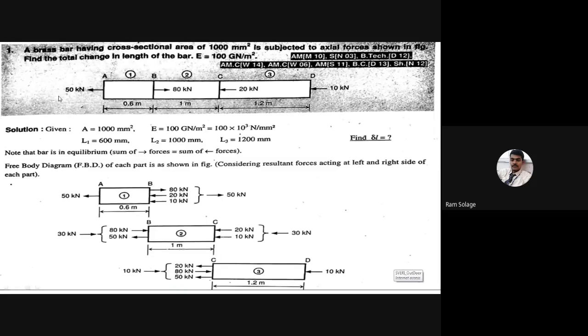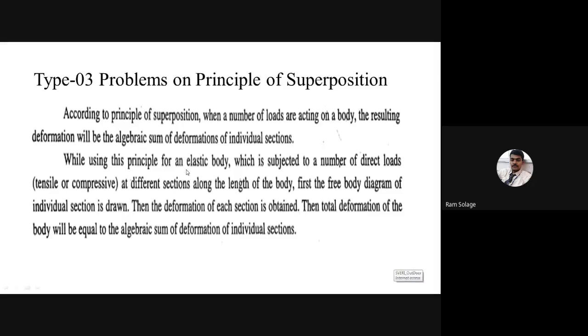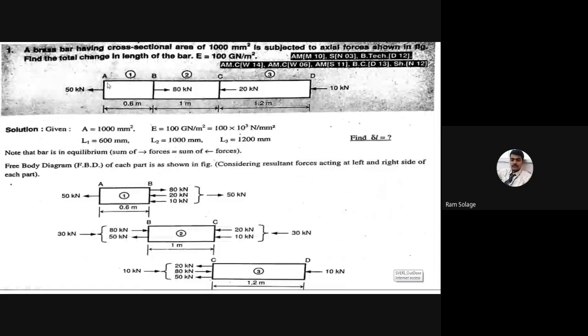See the 50 kilonewton force, it is tensile, and see that 10 kilonewton force, it is compressive on the point D. So at the time of solving problems on the principle of superposition, some forces may be tensile or some forces may be compressive. How to solve the problem? First of all, we have to draw the free body diagram of each individual section. Means what? We have to draw the free body diagram for AB section, BC section, and CD section.